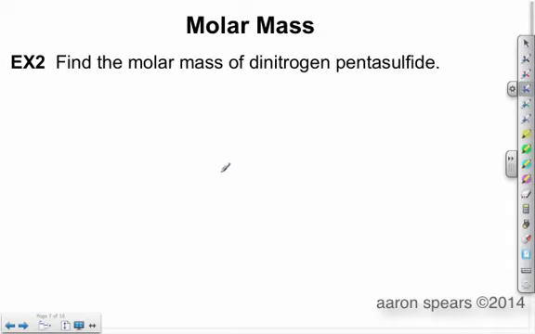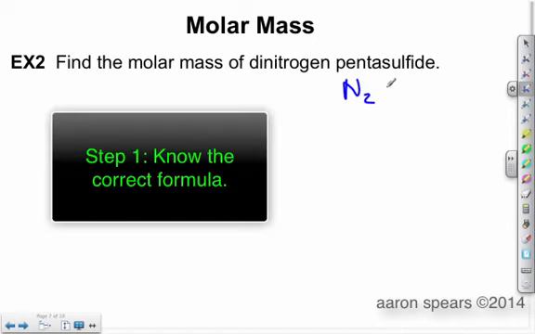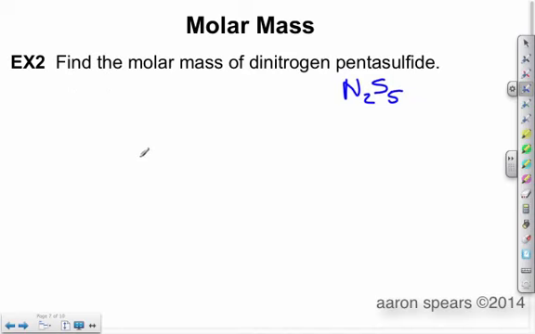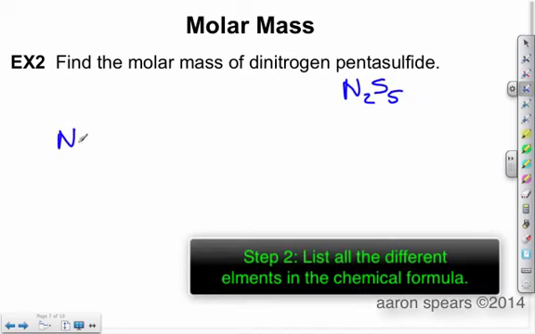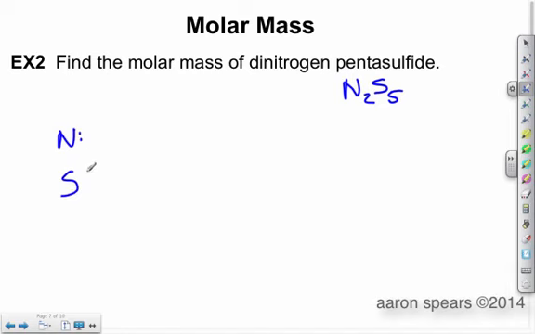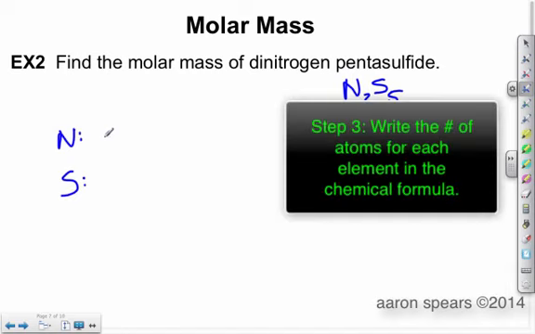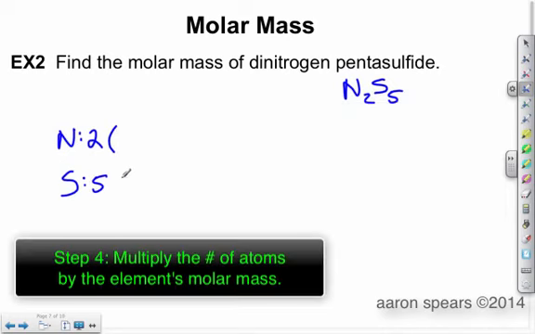In example 2, we are to find the molar mass of dinitrogen pentasulfide. Of course, di means 2, so there's 2 nitrogens, and penta means 5, so there are 5 sulfurs: N2S5. Okay, first we want to list all the different elements that we see in the formula, nitrogen and sulfur. Next, list the number of atoms of each element in the formula: 2 nitrogens, 5 sulfurs. We're going to multiply these numbers by the element's molar mass according to the periodic table. For nitrogen, that is 14.01, and for sulfur, that is 32.07.